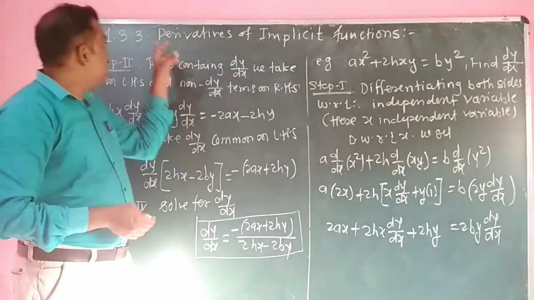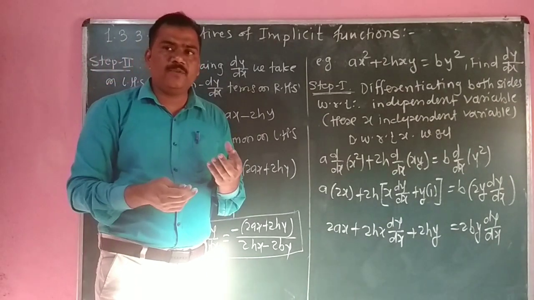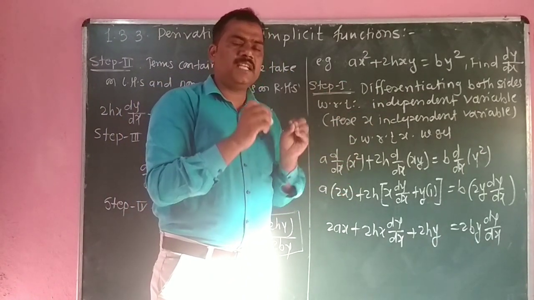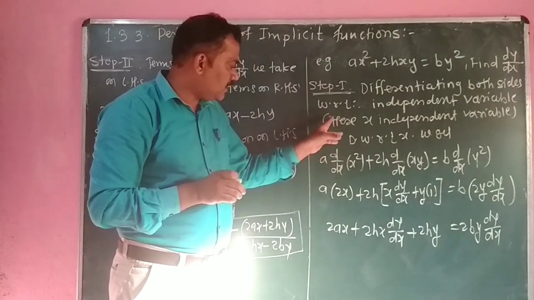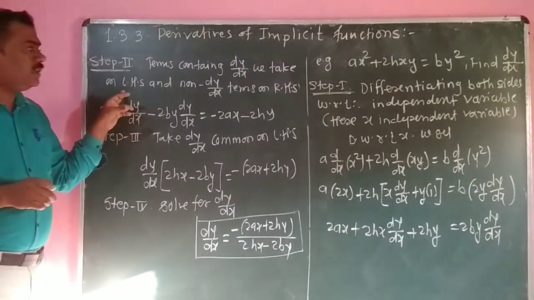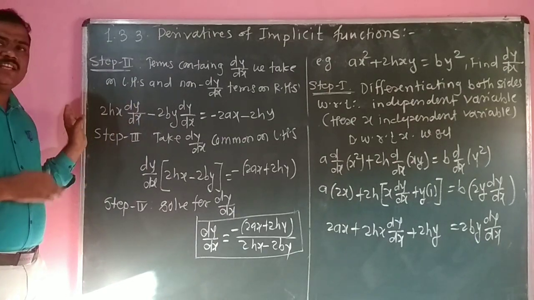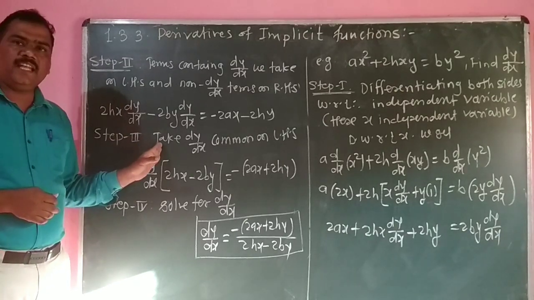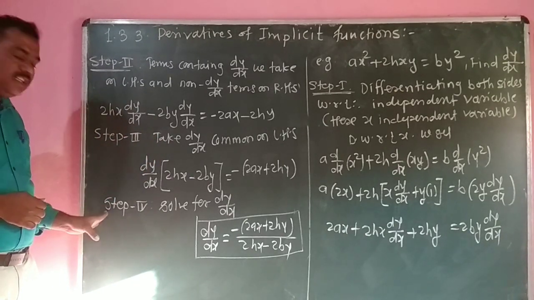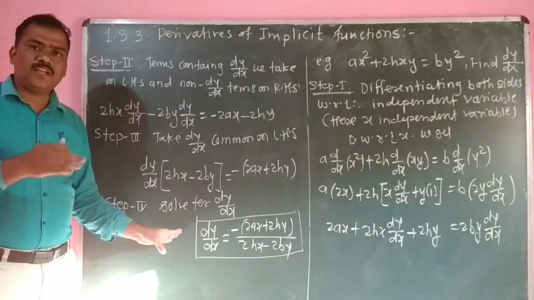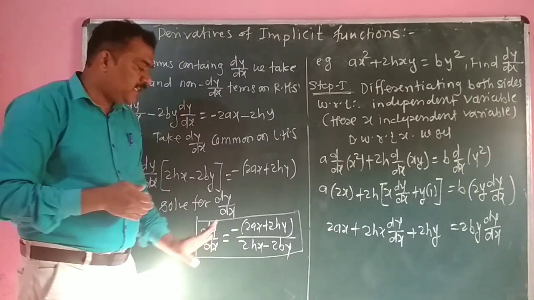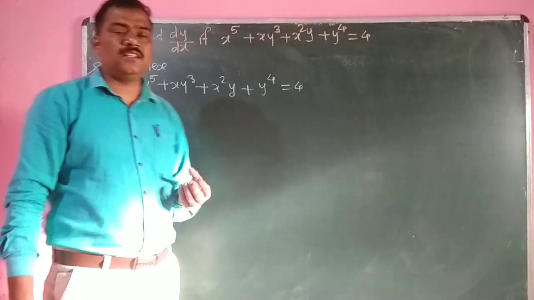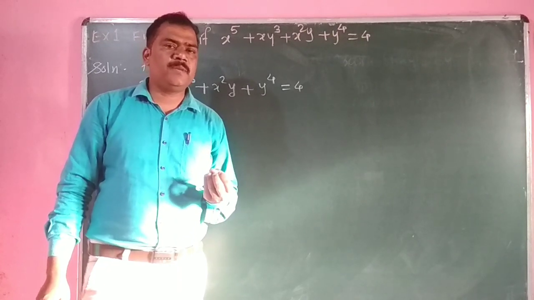See, the derivative of the implicit function. How to take the derivative of an implicit function? First, differentiate the given function using the rules of differentiation. Next, take all the dy/dx terms on the LHS and the non dy/dx terms on the RHS. Step number 3, take dy/dx common on the LHS. And step number 4, solve for dy/dx, which means we write the value of dy/dx is equal to. Now we will discuss examples on the derivatives of implicit functions.